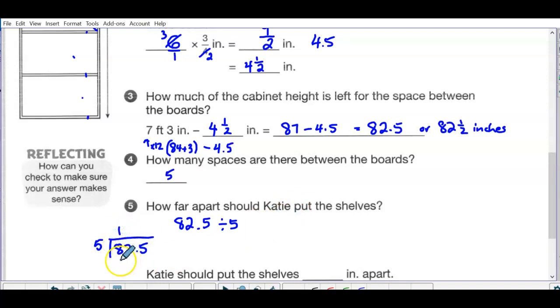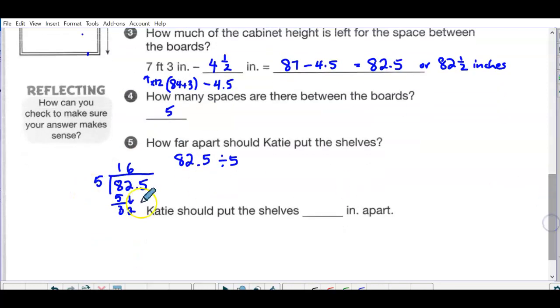Shouldn't be too bad. So 5 goes into 8 once. 3, bring down the 2. 5 goes into 32 6 times. So that's 30. Subtract to get 2, then bring down the 5. 5 goes into 25 5 times. Okay, so that gives you 16.5 inches.